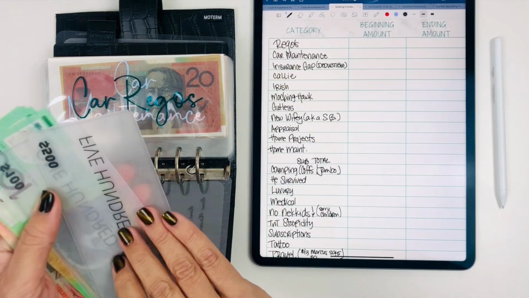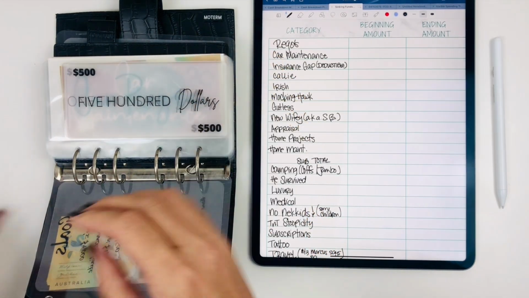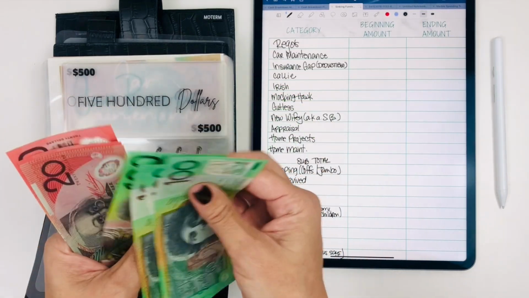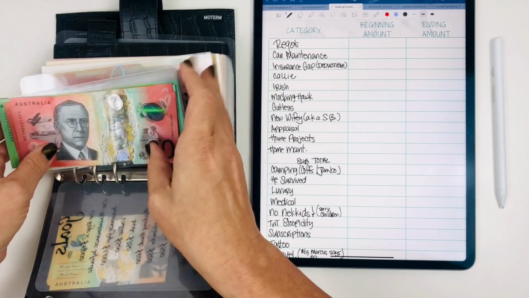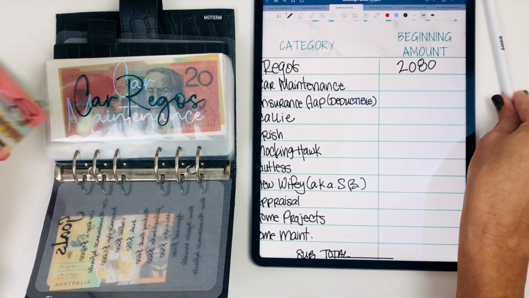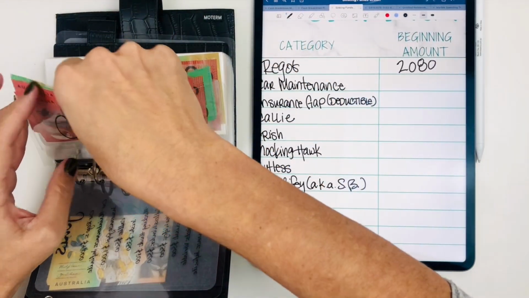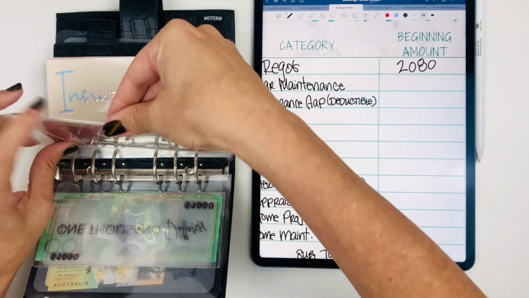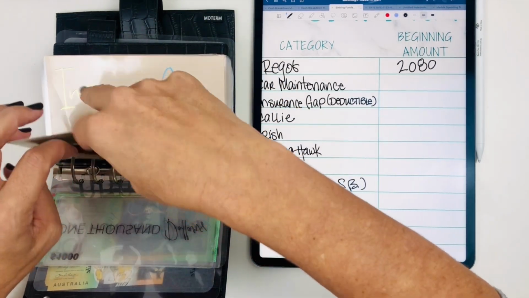So car regos, I have $1,500 that is already in the bank. So 15, 16, 17, 18, 19, 2000, 20, 40, 60, 80. So $2,080. And I make absolutely no apologies for the fact that I don't have the best penmanship on an iPad. Now this, regos, we've been working on this for the entire year. I was just too lazy to go and look up where I started, if I'm being 100% honest.